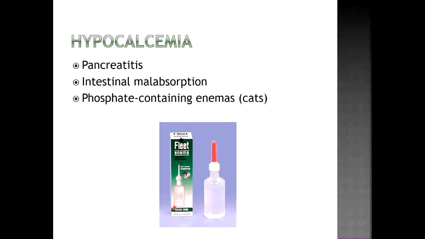And then in cats, they used to use fleet enemas, which are phosphate-containing enemas, in cats when they got constipated, and then they found out that they got very hypocalcemic because if you give them a big phosphorus load and they absorb that, then the calcium precipitates out with the phosphorus because of the mass law effect. So you could see hypocalcemia from that as well.